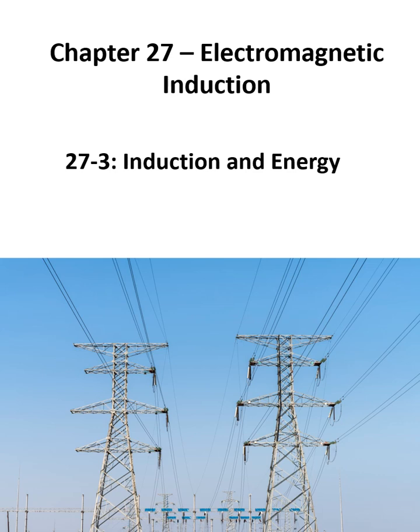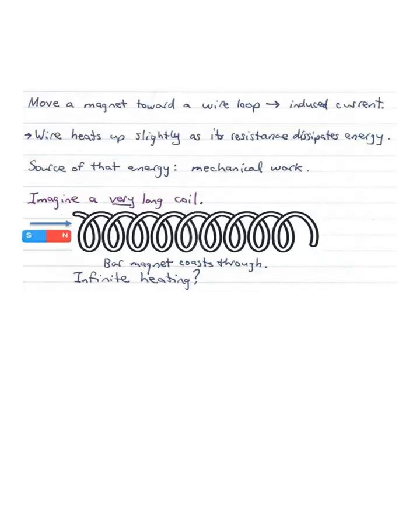Welcome back. This is section 27.3, Induction and Energy. If you move a magnet toward a wire loop, as we discussed in the previous video, you get an induced current. With the induced current, the wire heats up slightly because it has resistance, and that resistance dissipates energy. So you get heating from it. And the source of that energy is mechanical work that you do when you originally move the magnet toward the wire loop. Now I want you to imagine, you look at the picture, a very, very long coil.